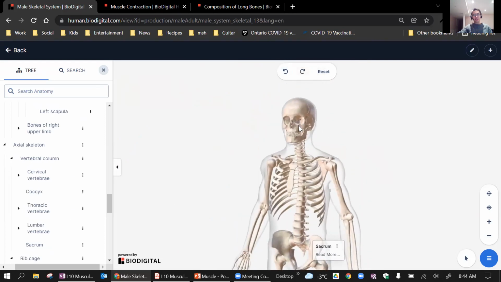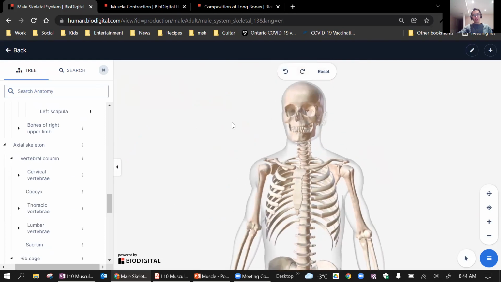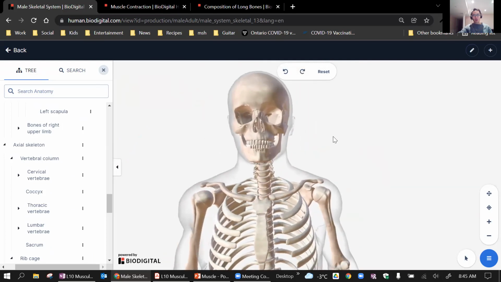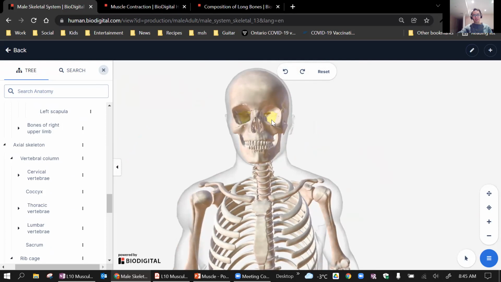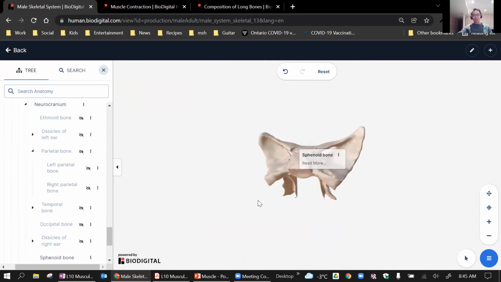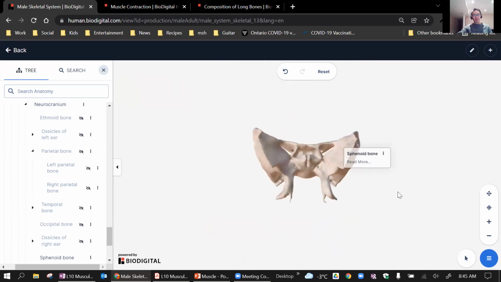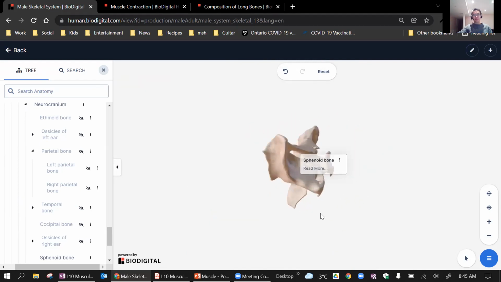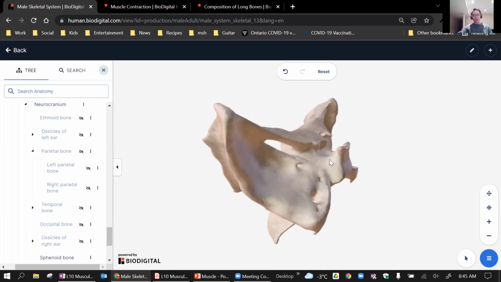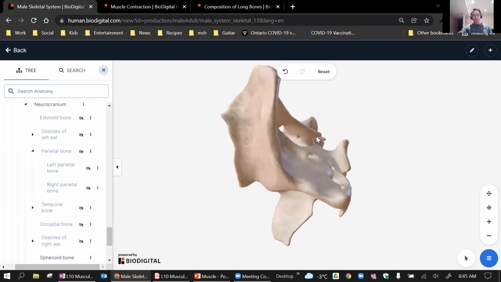And then another one, maybe. Anybody know this one? In the head, the cornerstone of your skull. Let me isolate it. The sphenoid bone, right? That's pretty irregular, I would say. Okay, and you can see over here, at the top of the sphenoid bone, there's a little groove.